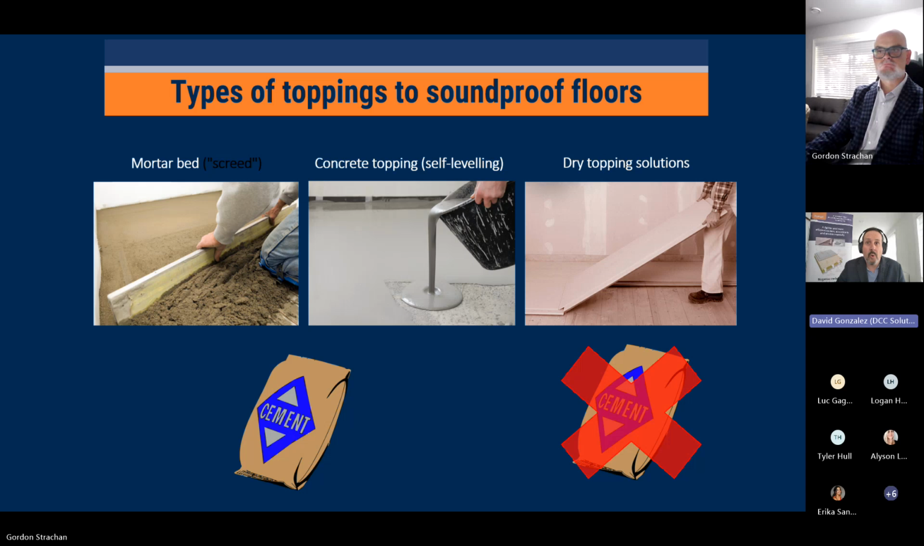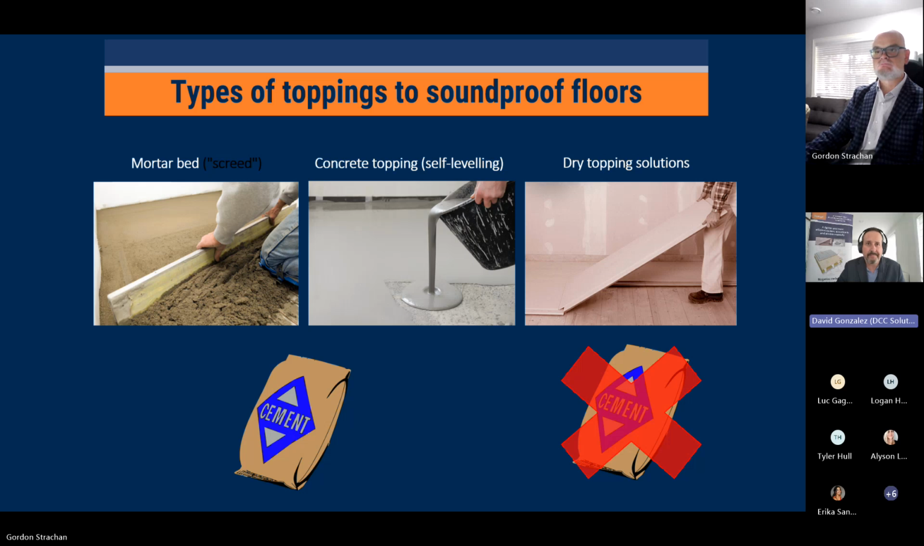In the industry, we know that to soundproof floors, usually in wooden structures, there are three solutions that are commonly used. We have regular mortar beds, or what we call screeds or sand coats. We have concrete toppings or self-levelers, AKA gypcrete, which belongs in the category of what we call wet screeds. And then there are the dry toppings that Gordon showed us previously, which are an alternative to the solutions that contain cement. So that's what we're hoping to change in the industry.